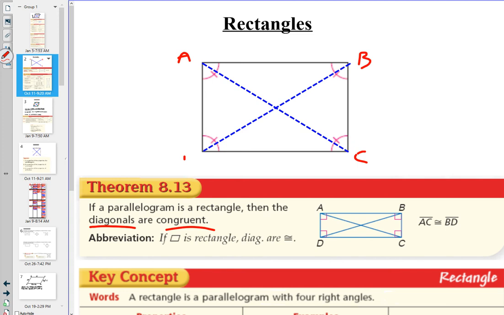So really, if I were to mark this, I could say that all 4 of those smaller segments, let's say I were to name this point M in the middle, AM is the same as BM, is the same as CM, is the same as DM. Also, BD is the same as AC. They're congruent.